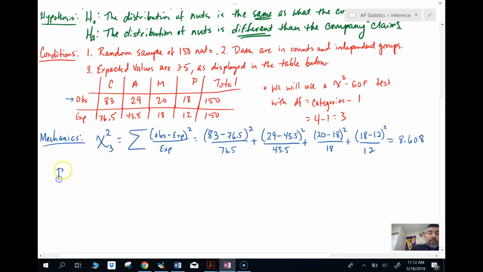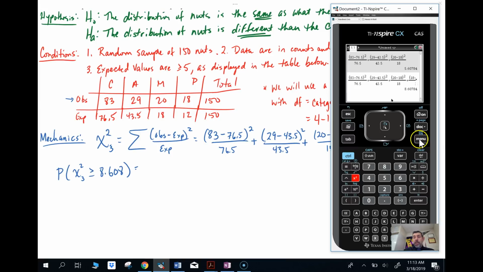And then we want to find the probability that chi-squared with 3 degrees of freedom is greater than or equal to 8.608. Now, if you have a calculator or a computer, like GeoGebra, Minitab, or SPSS, you want to find the p-value because it's the easiest thing to do for our conclusion. If you can't use the p-value, you're going to use a chi-square table, which I'll show you in just a second. So let's first do the p-value.